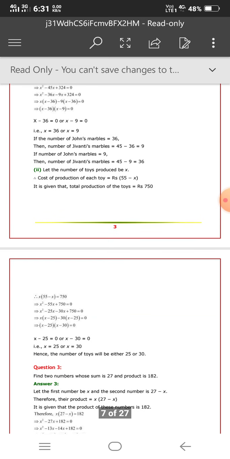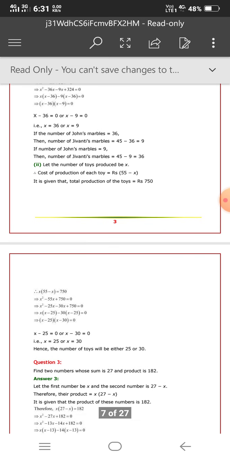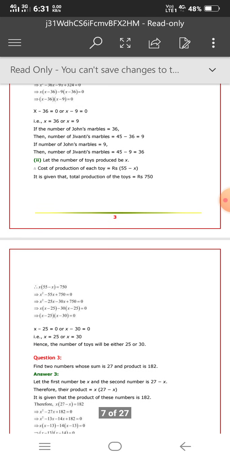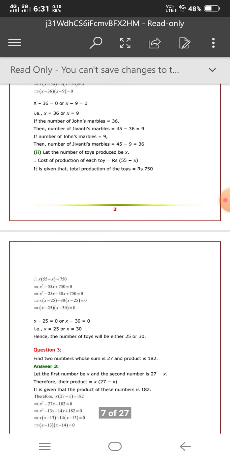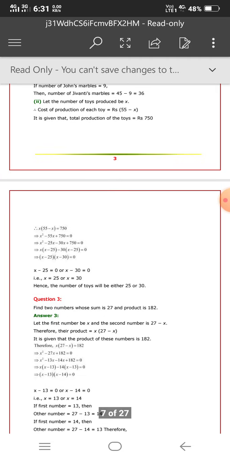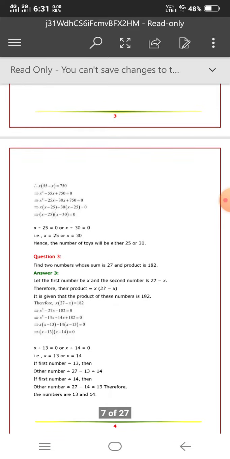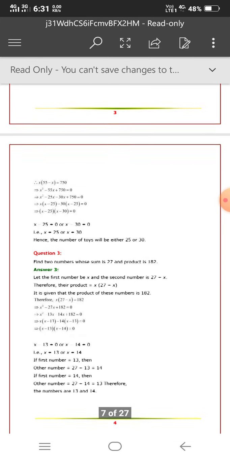So just you have to suppose the number of toys produced is x, then the cost of production for each toy is what? 55 minus x. Or it is given that total production is 750. So x multiplied by 55 minus x is equal to 750. After you simplify it, you get the quadratic equation and solve it by the middle term split method. You get the solution.